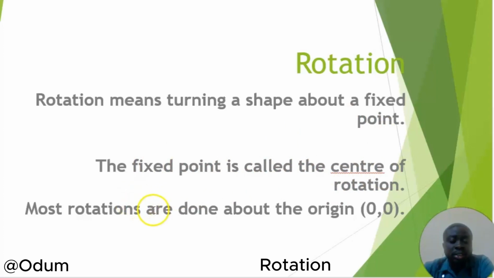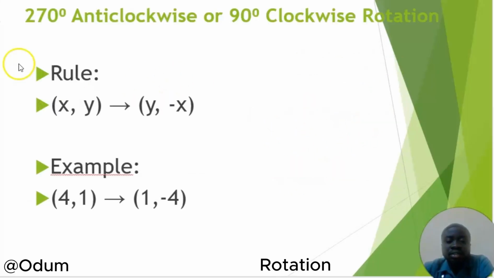In the rotations we are going to do, our fixed point, with which we are going to turn around, is going to be our origin, which is 0, 0. So unlike reflection, that is flipping, for rotation we are going to turn about the point. So let's look at the various rotations. We have 270 degrees anti-clockwise or 90 degrees clockwise rotation, about the origin. That is the fixed point.